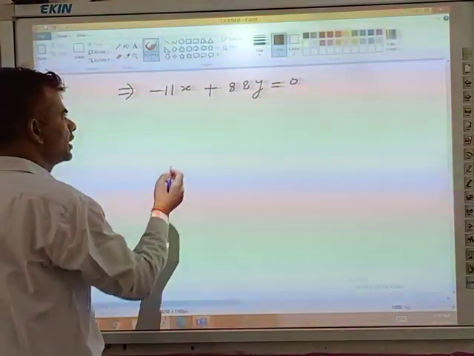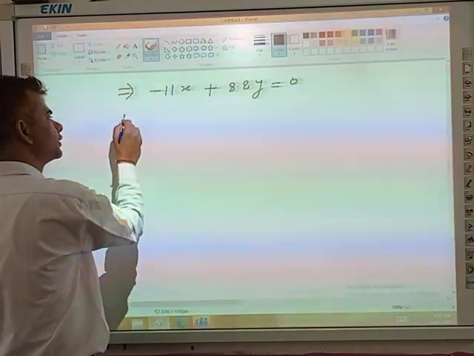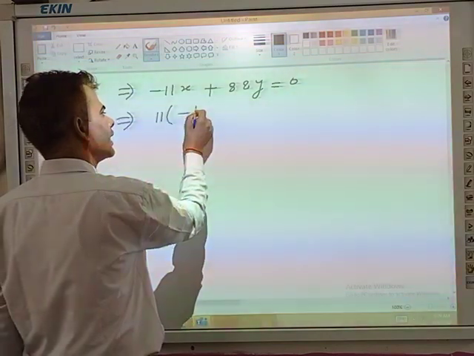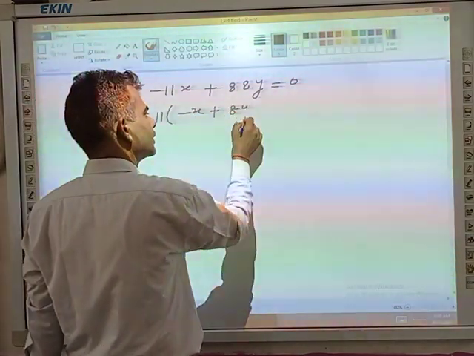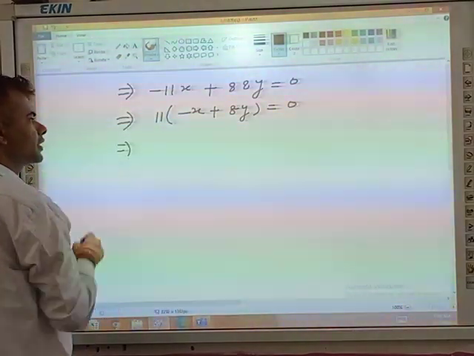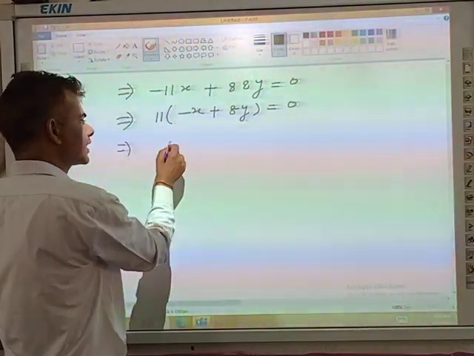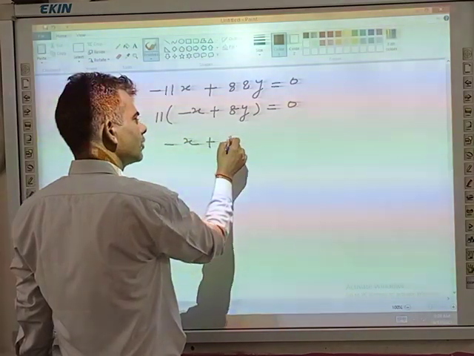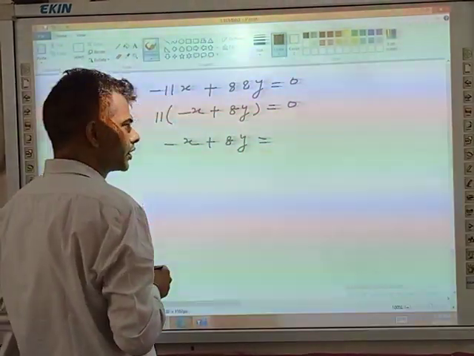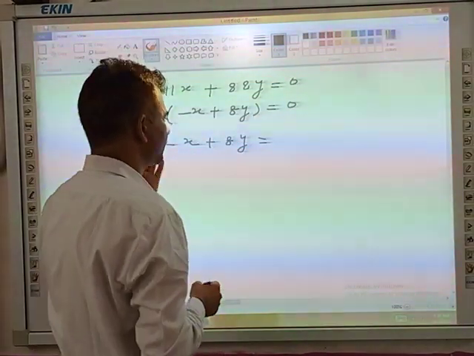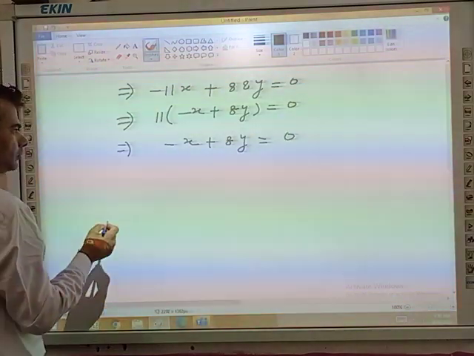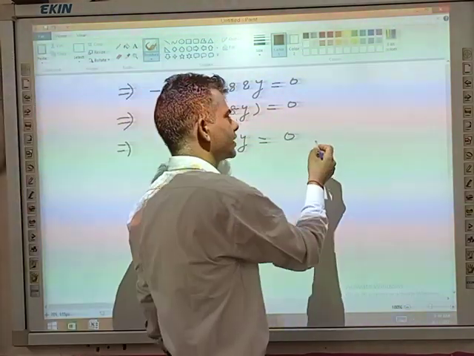Students, what is common in the two terms? 11 is common. Minus x plus 8y equals 0, after dividing by 11. 0 divided by 11 is 0. Students, that is your second equation.